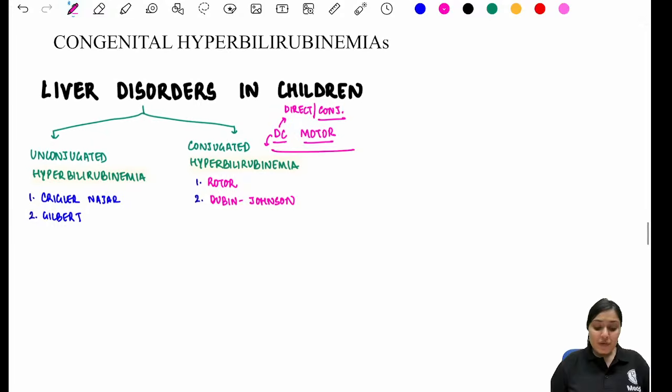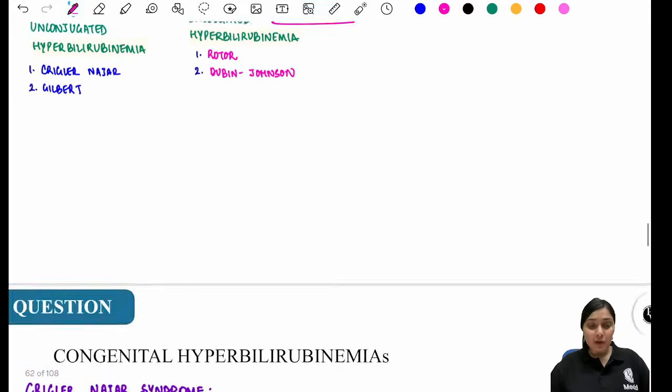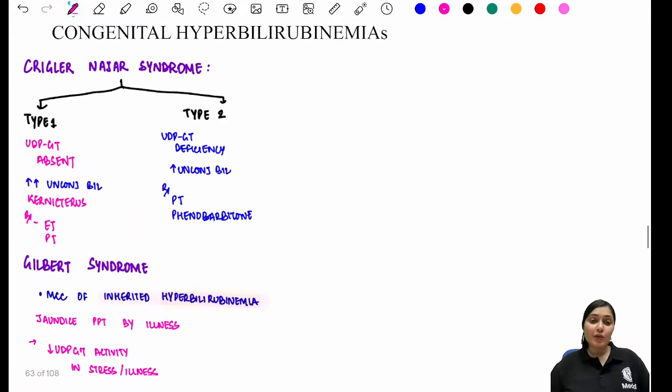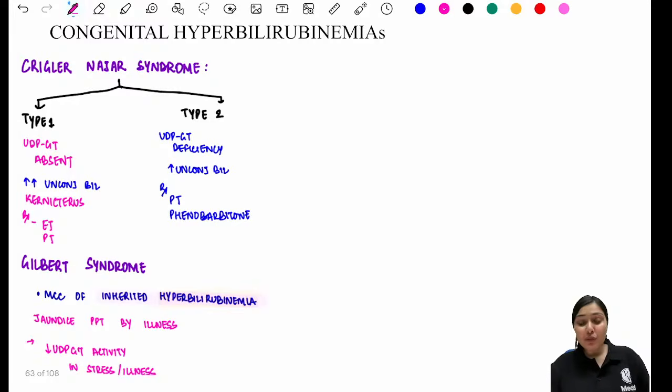So the question here said that the child had unconjugated hyperbilirubinemia. So remember these two conditions, Crigler-Najjar and Gilbert. Let's understand what happens in these conditions. I know for the conjugation of bilirubin, I need this enzyme UDP-GT. If this enzyme is absent or deficient, this is Crigler-Najjar. In type 1, this enzyme is absent. So I'm going to have very high levels of unconjugated bilirubin since birth. This child will land up in kernicterus. The management here will be exchange transfusion and phototherapy.